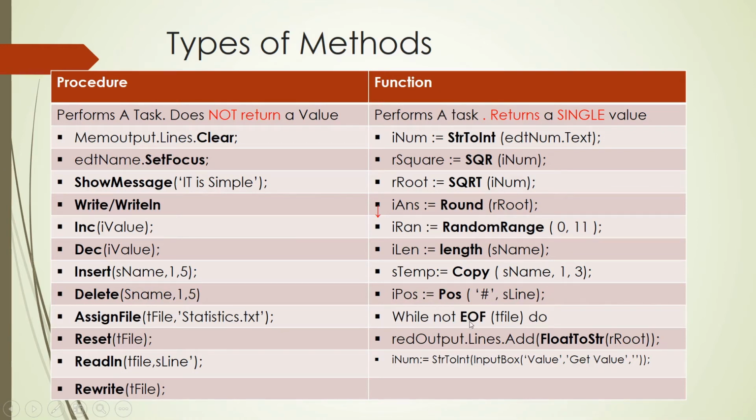EOF. Recently we spoke about EOF and we used it widely in text files. And what does EOF stand for? End of file marker. So while it's not the end of the file, do something. So remember EOF, another function. Float to string. When we're formatting a decimal value, we convert it to string because I need to display it on a rich edit that will accept data type text, lines of text. So float to string, another function.